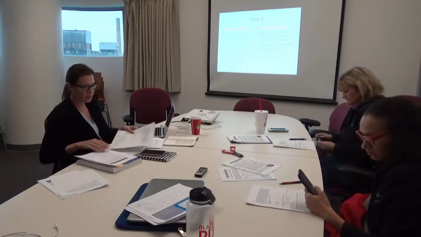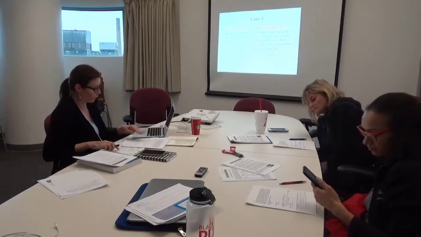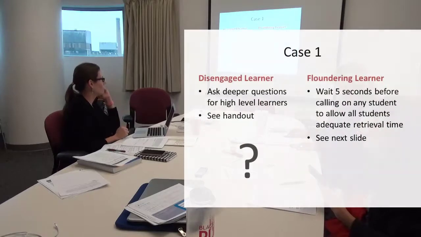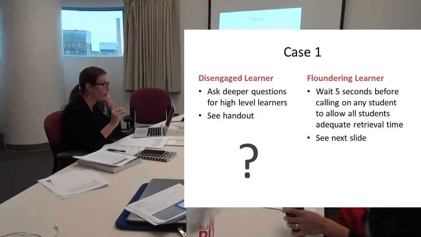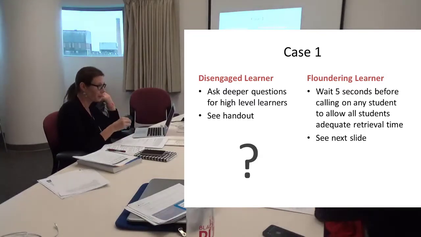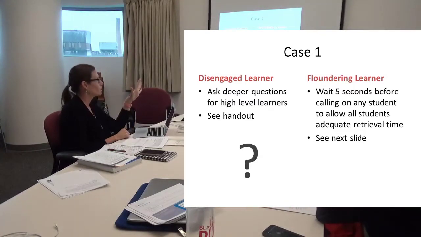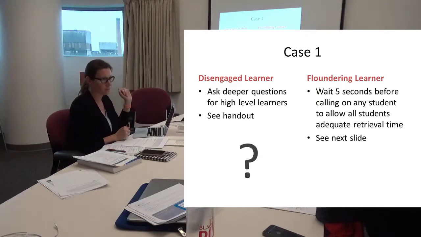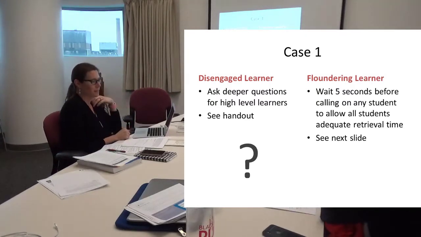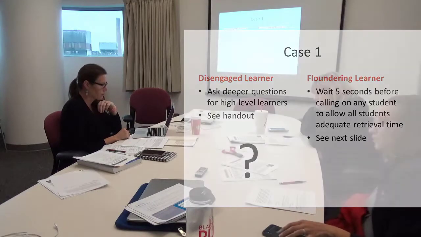So in case 1, I gave you 2 different learners. I've had both. We've got the disengaged learner, who seems like they're not paying attention. They're on their phone during rounds or during your small group session. And we've got the student who really seems like they don't have a handle on what's going on, which may or may not be true. What do you guys think?